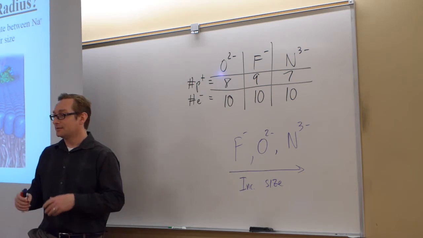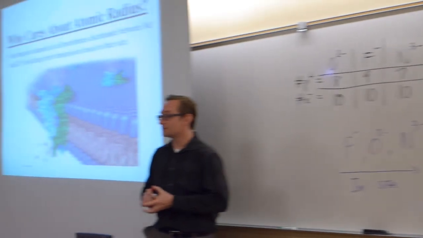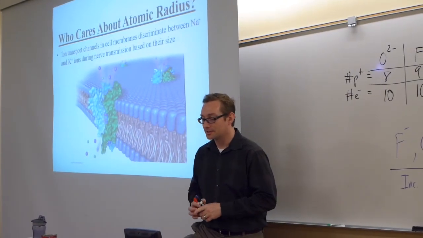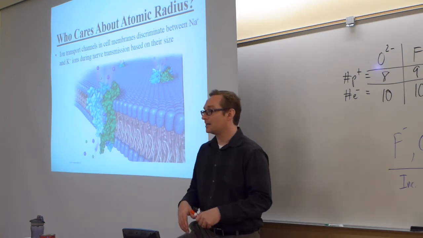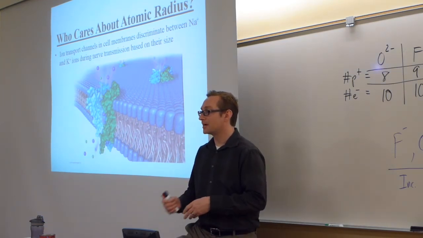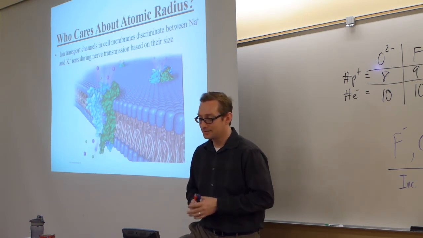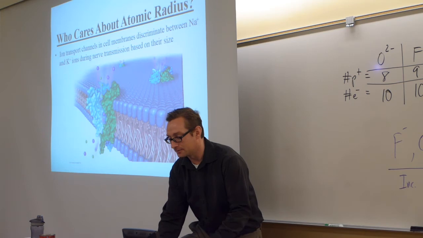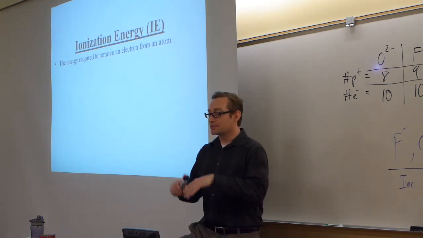So who cares about atomic radius? Well, it turns out that you have a lot of membrane proteins in your cells that will differentiate between ion size, right? So this is one example of how atomic radius or ionic radius affects physiology. So how do your muscles contract? They contract through something called a sodium potassium pump. Remember that from biology? That's just an example of how membrane proteins differentiate between ion size. Alright, so that's atomic radius.